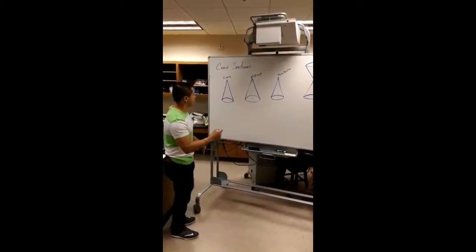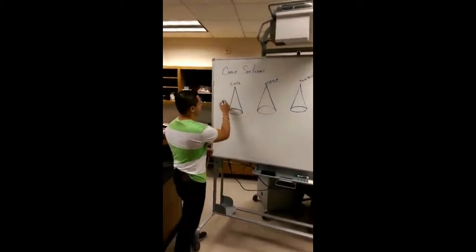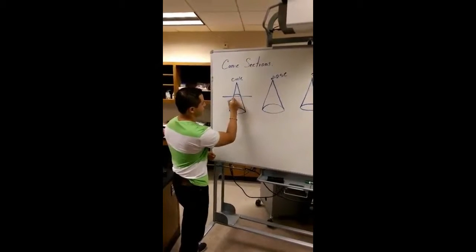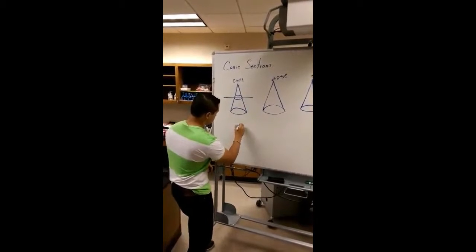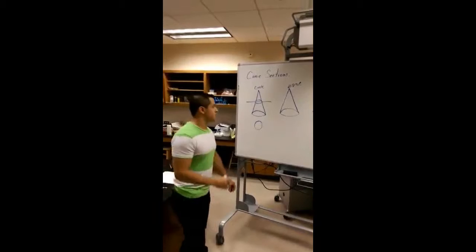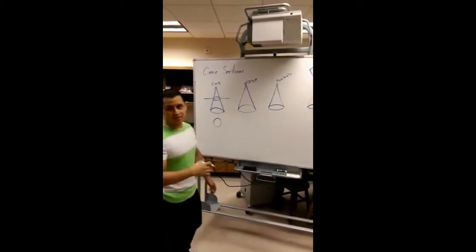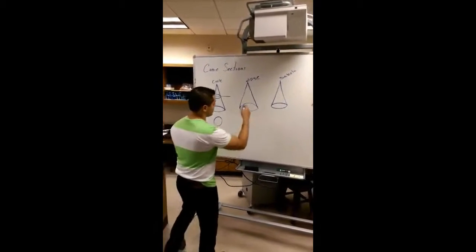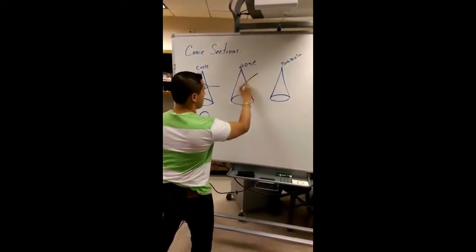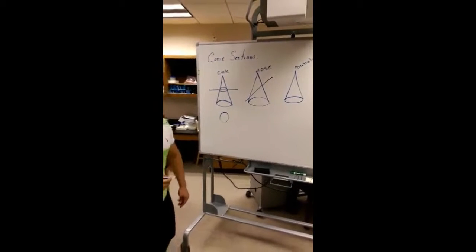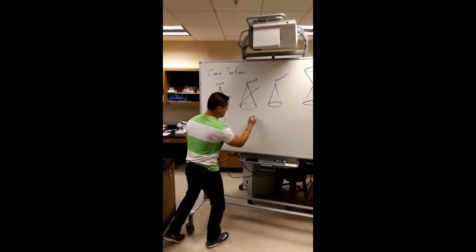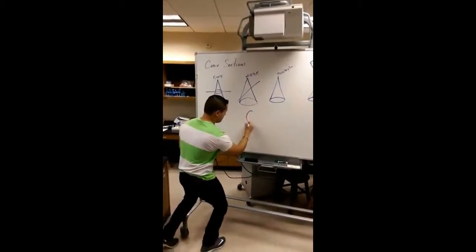So, for example, if we intersect this cone in this manner, we're going to form a shape right here, and that shape is going to be a circle. The ellipse is going to be the same thing. We can also intersect this cone with a plane like this. When we do that, we're going to form another shape, which is the ellipse.